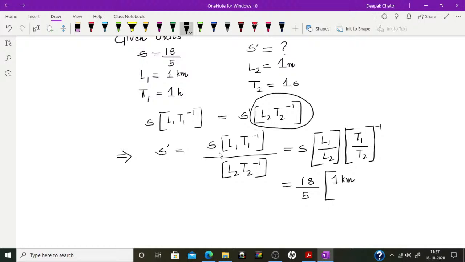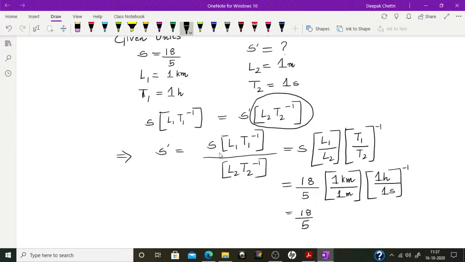What is L2? 1 meter, right. In the same way, what is T1? 1 hour. What is T2? 1 second to the power minus 1. Okay, so 18 by 5.